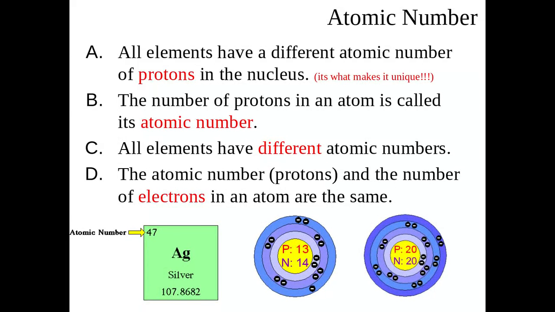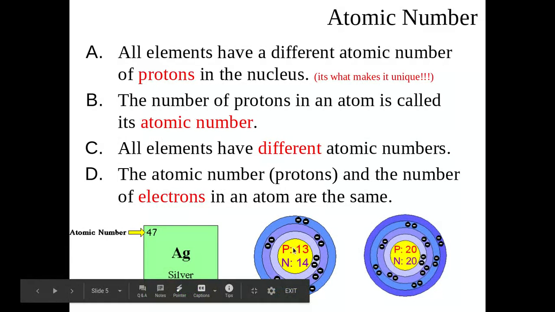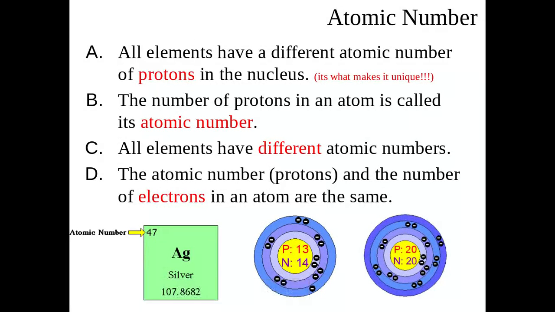You have one circle that says P with a 13, one circle that says P with a 20. What does the P mean again? Protons. What do the protons stand for? The atomic number. So if you go to your packet, page 2, in your chemistry packet, I want you to tell me what element is number 13. So we have to look for the atomic number 13 because it tells us it has 13 protons. So that means it's going to be number 13 on the periodic table.